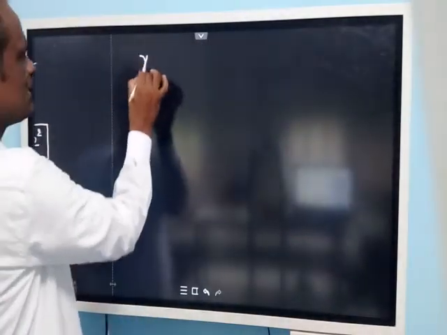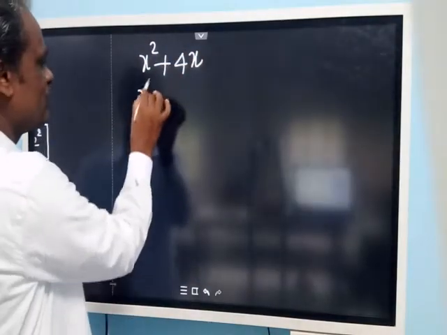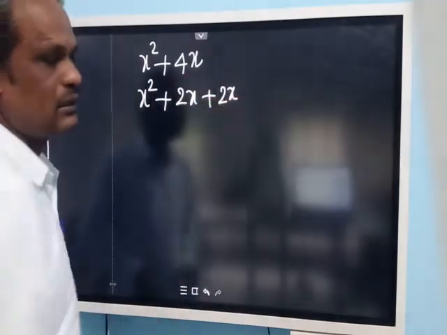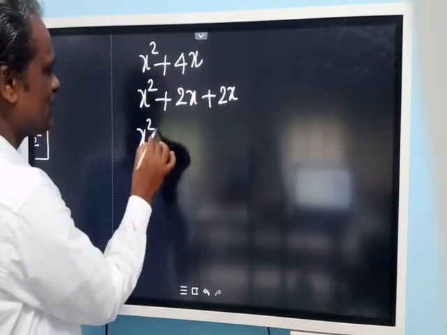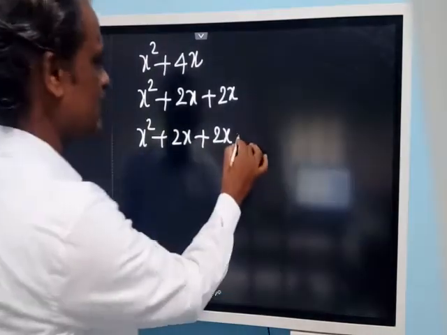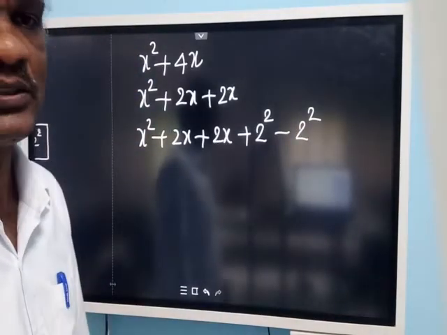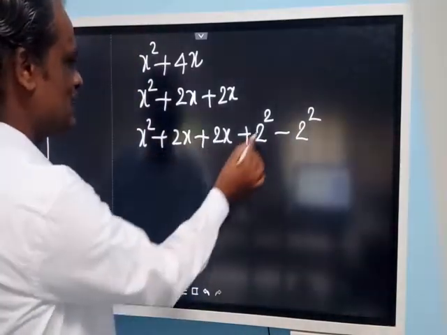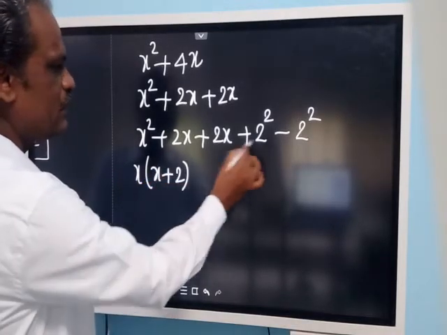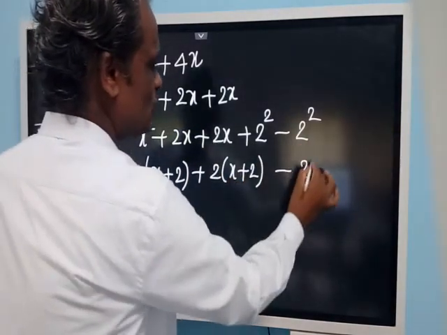So x square plus 4x. What we did in the geometrical method: x square we wrote as it is. Then we split this into 2x and 2x. Later we included one small square, x square plus 2x, plus 2 square we added there. Then minus 2 square we subtracted there. So now from this you make a group: x is common, x plus 2 it becomes. Here plus 2 is common, it becomes x plus 2. Then the last one, minus 2 square.